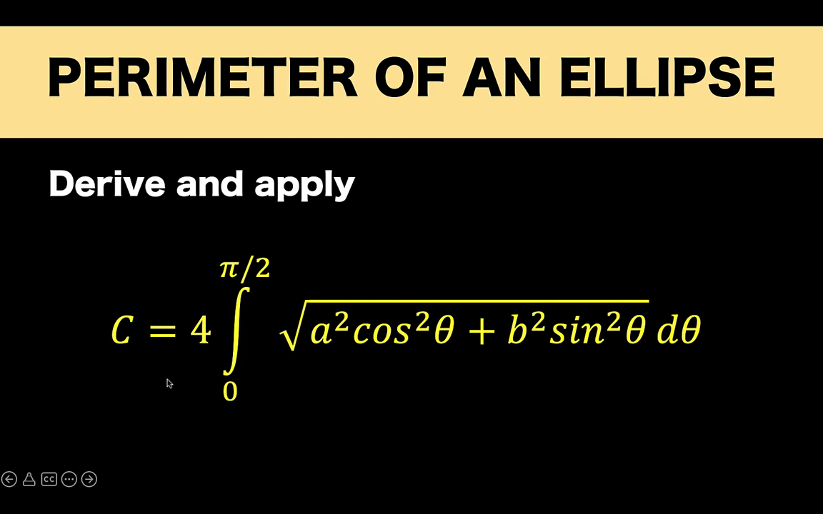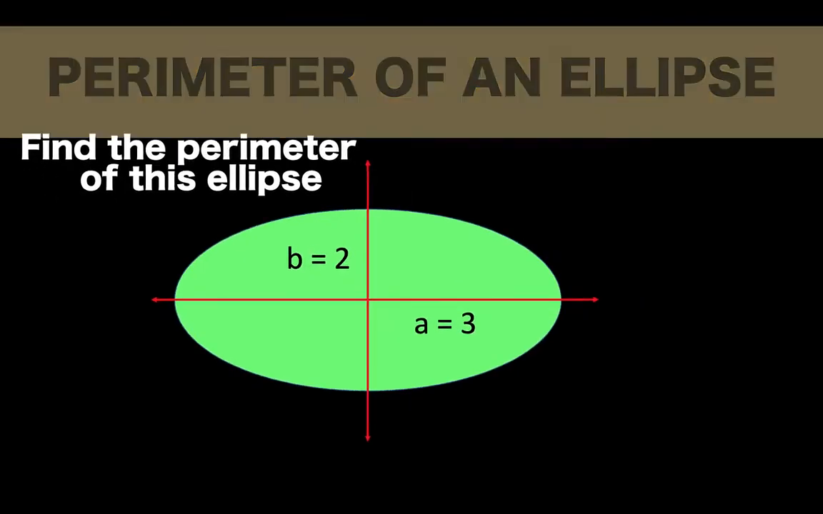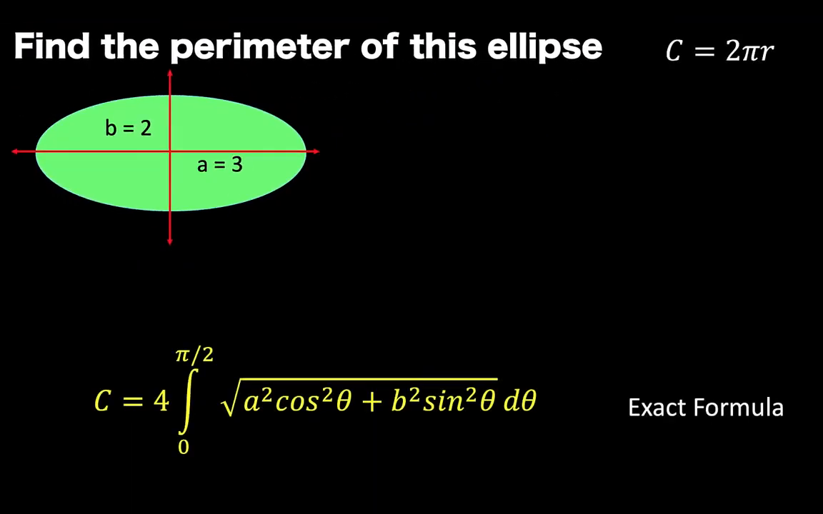And here's the formula. C equals 4 times the definite integral from 0 to pi over 2 of the square root of a squared times cosine squared theta plus b squared times sine squared theta d theta. In this lesson, we are going to do two things. First, we are going to derive the formula. And second, we are going to look at other formulas that can approximate the perimeter of an ellipse.